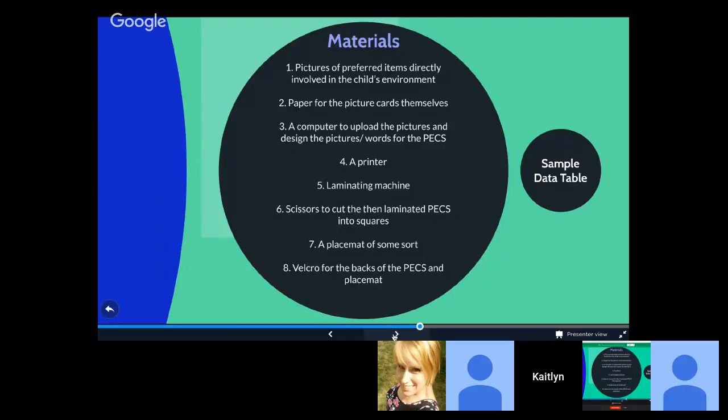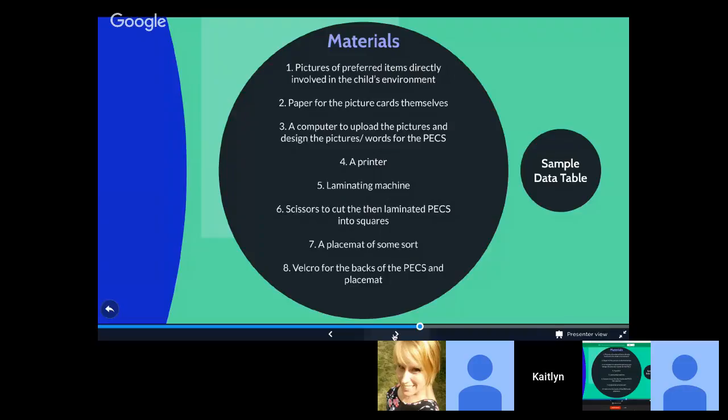Some people use actual pictures. Other people use maybe more cartoon-like pictures for a more generalized picture of something. You're going to need a printer and a laminating machine, so that the PECS last longer and don't get ruined. You're going to cut them out and laminate the PECS into squares. They're usually about 2 by 2, 2 inches, nothing too big, so you can fit multiple on a placemat.